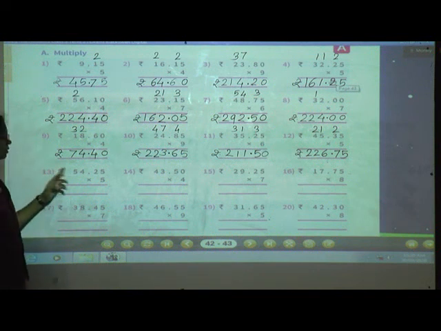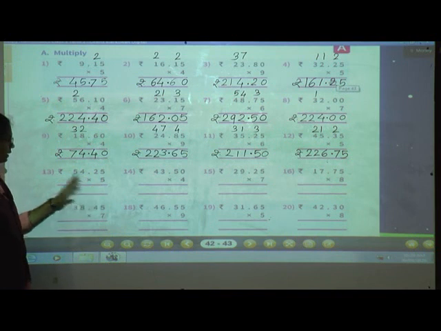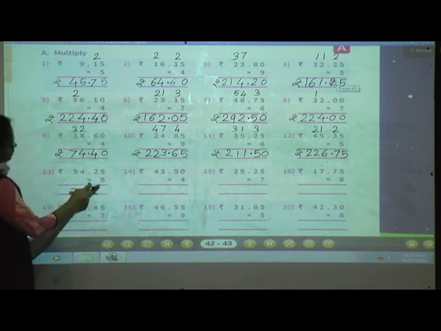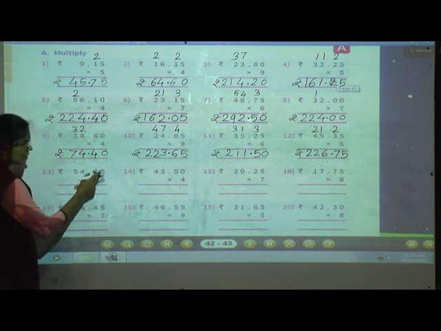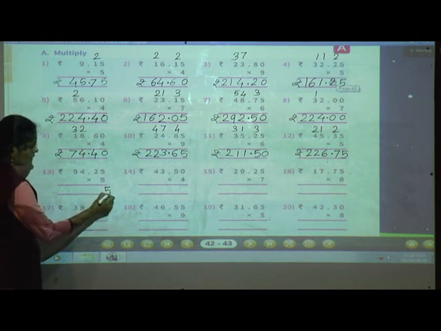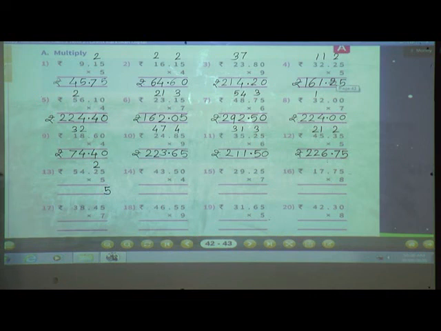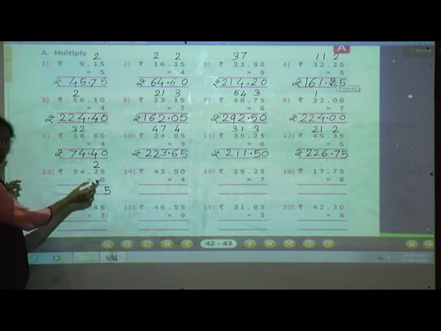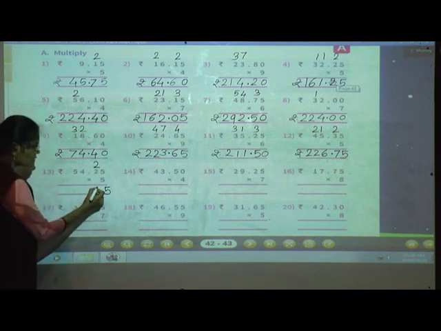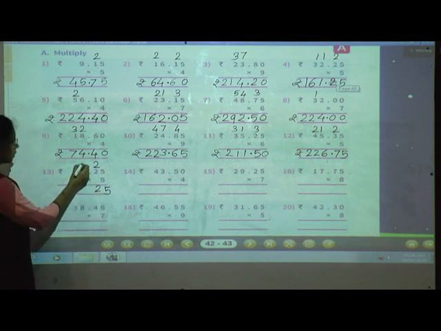Rupees 54.25 into 5. Do the multiplication. 5 into 5, 5 5s are 25. So here we will write 5 and 2 as a carry. Then what we will do? 5 into 2, 5 2s are 10 plus 2, 12. So here we will write 2 and 1 will give as a carry.